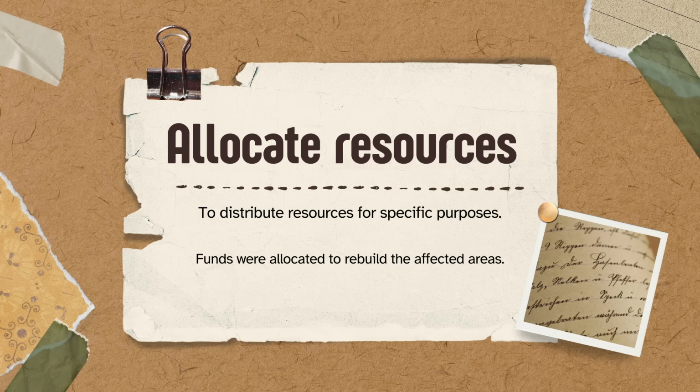Moving on to the next example, funds were allocated to rebuild the affected areas. So I wonder what we're talking about here. Funds were allocated to rebuild the affected areas. So something happened in certain areas. We don't know what right now. But here, funds means that money was set aside for a purpose, right?